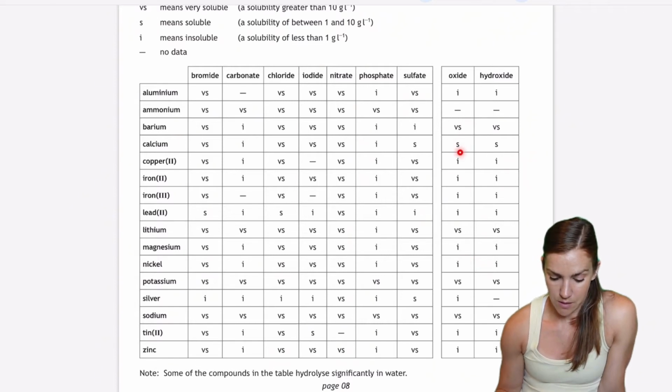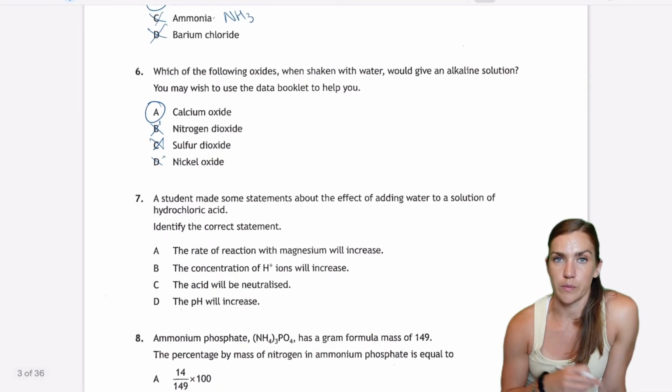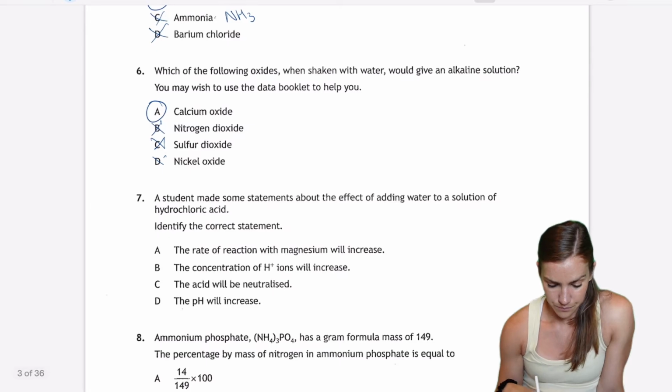The calcium oxide, because it is soluble, will dissolve and will change the pH. It will cause an increase in the concentration of the hydroxide ions, which is what makes it more alkaline. Okay, so our answer is calcium oxide because it's the soluble metal oxide.